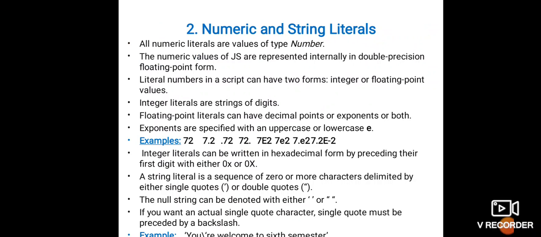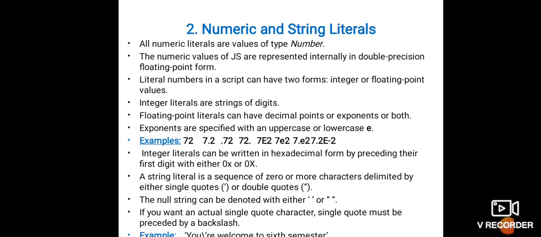Now we'll see the next point, that is numeric and string literals. All numeric literals are values of type number. The numeric values of JavaScript are represented internally in double precision floating point. Means double precision floating point is used for representing the numeric values in JavaScript. Because of the single numeric data type, numeric values in JavaScript are also called numbers.